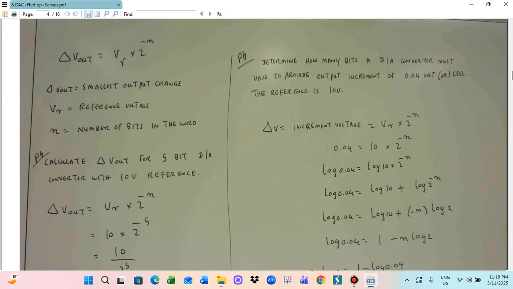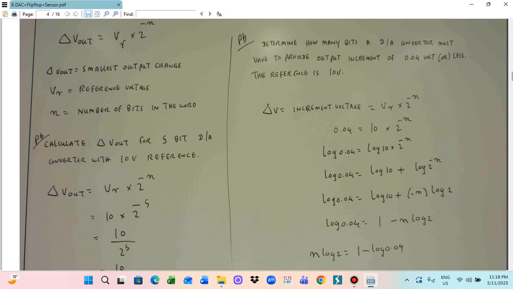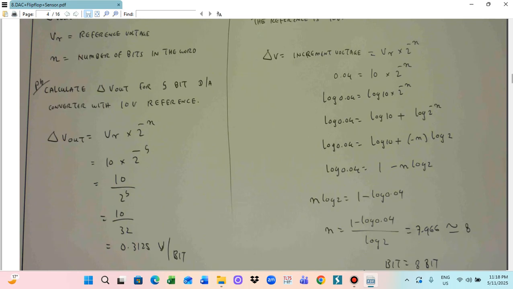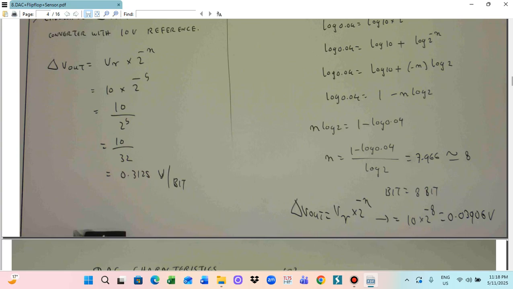In this case, we take the log of both sides. So log 0.04 equals log 10 multiplied by 2 power minus n, so log 0.04 equals log 10 plus log 2 power minus n, which is log 0.04 equals log 10 minus n log 2. By solving this one, n is about 8 bits. And V out we can then calculate: VR multiplied by 2 power minus n, so 10 multiplied by 2 power minus 8.